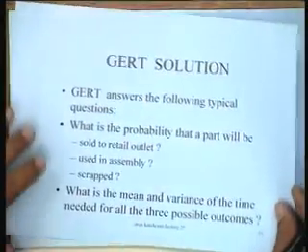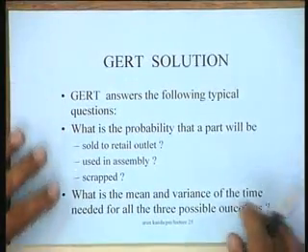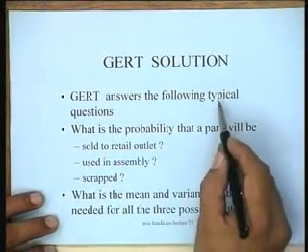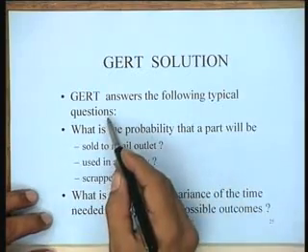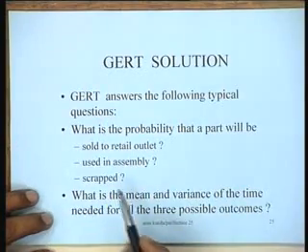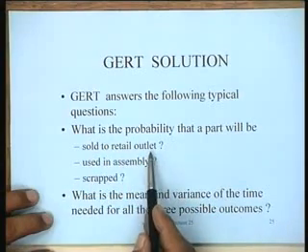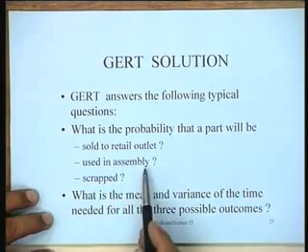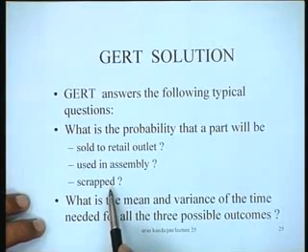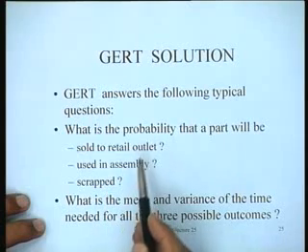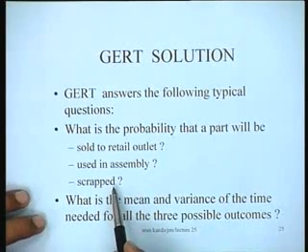So the GERT solution, what are the kinds of questions you ask in GERT? GERT answers the following typical questions with regard to that example. We are able to work out the probability that a part will be either sold to the retail outlet, or it will be used in assembly, or it will be scrapped. These probabilities can be worked out. That means you can land up either here or here or here, and you work out the probabilities.